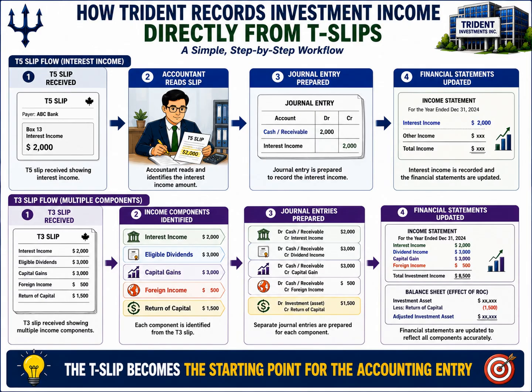Whether the source document is a T5 slip containing interest income or a T3 slip containing multiple investment income components, the accountant uses the information provided on the slip to prepare the journal entries that ultimately flow into the financial statements and support the corporation's T2 return. This is the practical workflow that defines methodology 2.